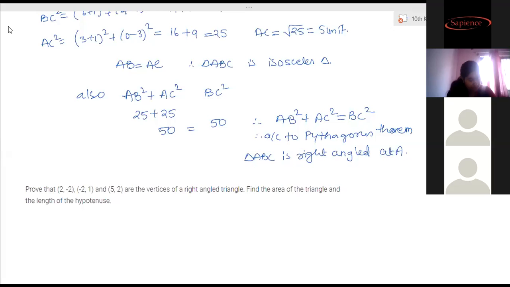Ma'am, is the hypotenuse 5 root 2 units? Just a second, let me check. Yes, 5 root 2. And the area is 12.5 square units. Yes, 12.5 square units, right?